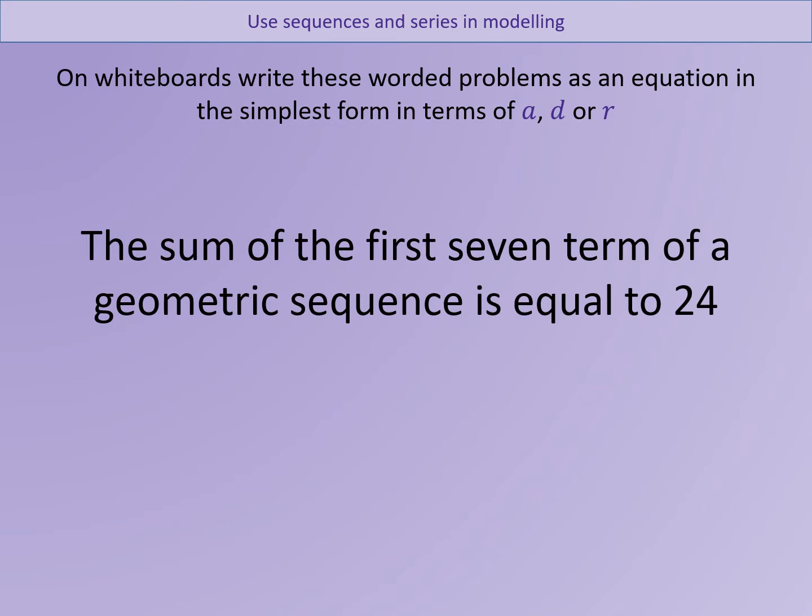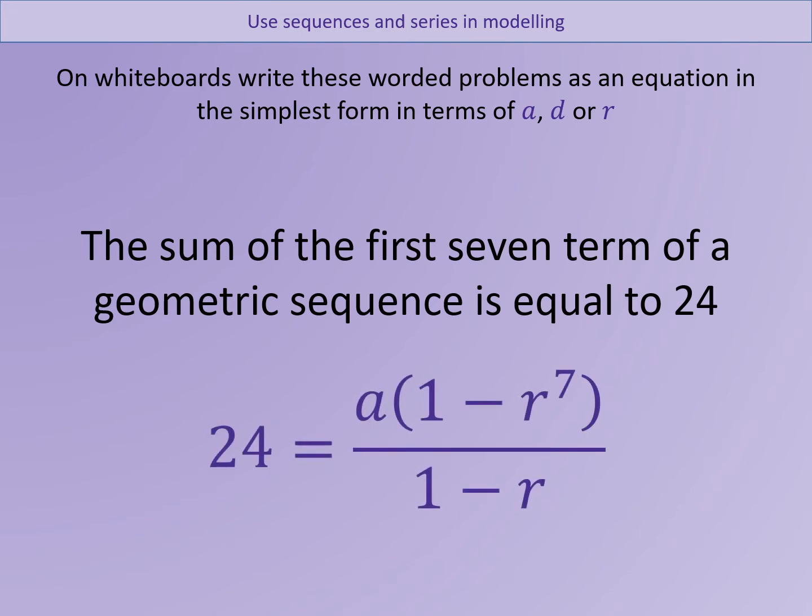Next, we are told that the sum of the first 7 terms of a geometric sequence is equal to 24. Write this down as an equation. Using the sum formula from the formula book for a geometric sequence, the sum is a bracket 1 minus r to the n over 1 minus r. We're going to use 7 for n. We get 24 equals a bracket 1 minus r to the 7 over 1 minus r.